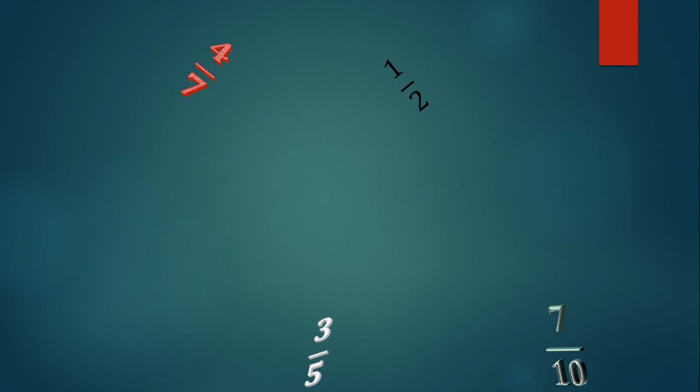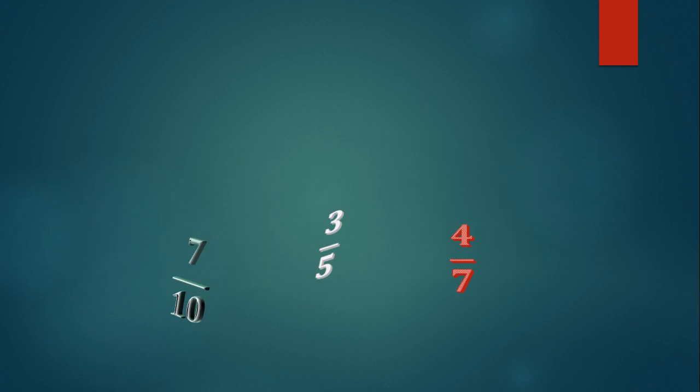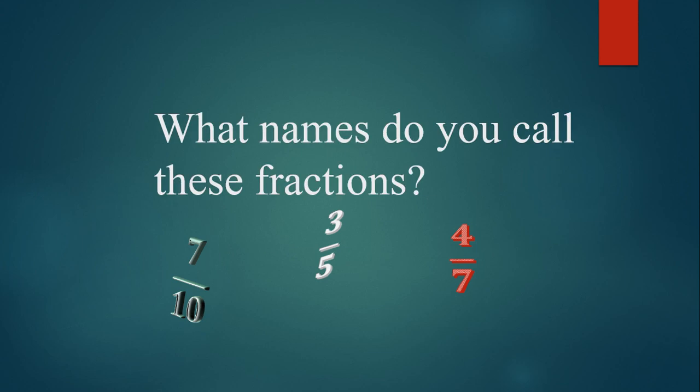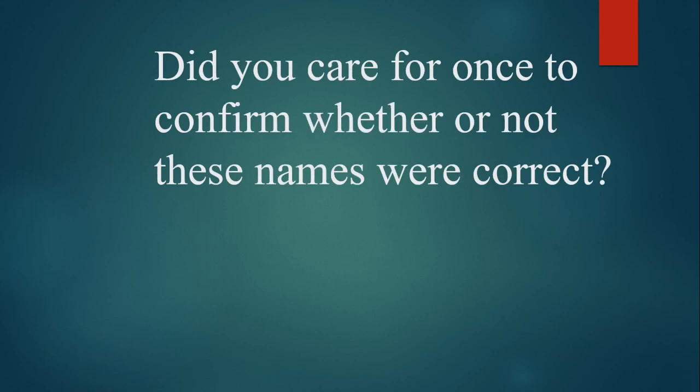This evening we're going to be discussing something very important. We're going to be looking at names of fractions. Look at these fractions on your screen. What names do you call these fractions? 7 out of 7 all over 10, 3 all over 5, 4 all over 7. Is that the name you've been calling them before? Did you care for once to confirm whether or not those names were correct?